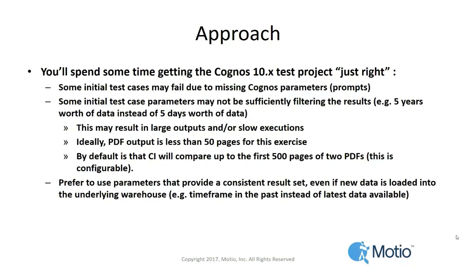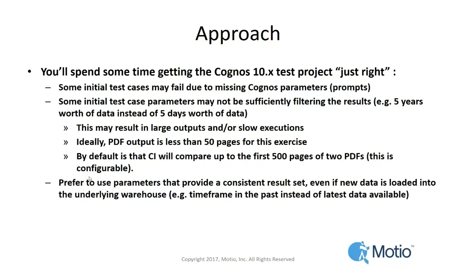So CI can certainly handle large outputs, but if you want smooth throughput on these testing cycles, try to find parameters that produce small manageable outputs that are representative of your true outputs.